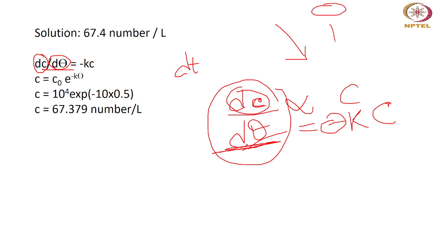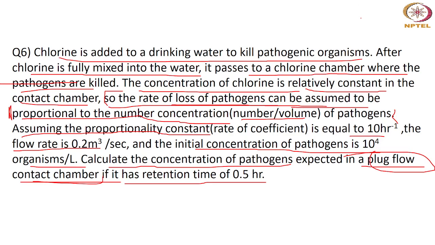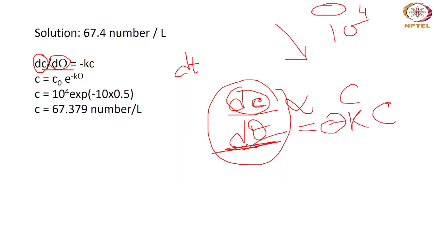Suppose initially there was 10 to the power 4, that was the scenario, right? Initial concentration was 10 to the power 4, and then after some time, if you apply chlorine, chlorine will kill the bacteria or pathogens, so the number will decrease. After some time it will be something around 10 to the power 2. That's why it is decreasing, that's why we use the negative sign.